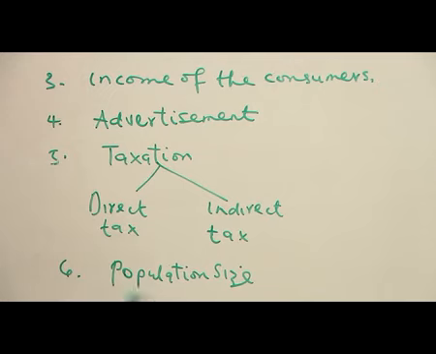Number six, population size. The larger the population, the more the demand for the commodity will increase. But the more the population is decreasing, then the demand for the commodity will reduce. So the implication is that there is a direct relationship between population size and demand.